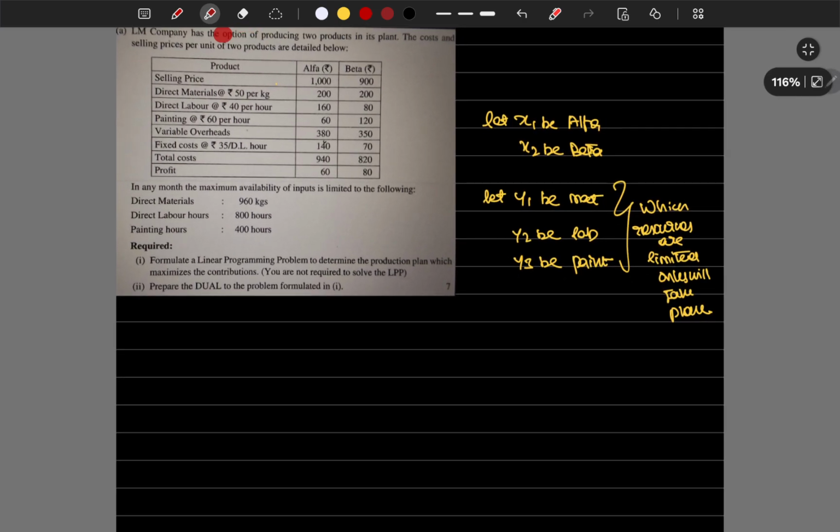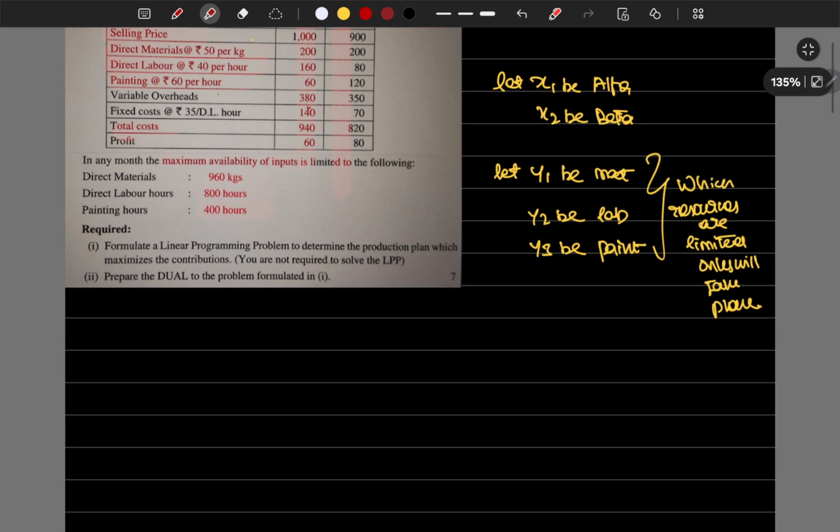LX company has the option of producing two products in this plant, and they have given the cost and the selling price: the selling price, direct material, direct labor, painting, variable overheads, and fixed total cost. The two products they are producing are alpha and beta. In any month, given the maximum availability of inputs, they could have only 960 kgs, 800 hours, and 400 hours of painting.